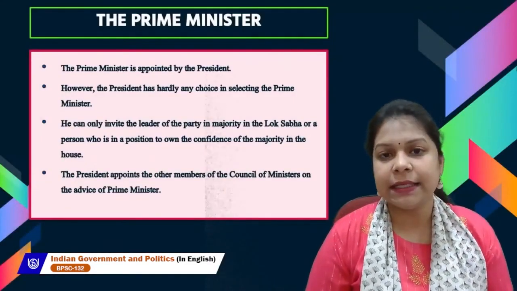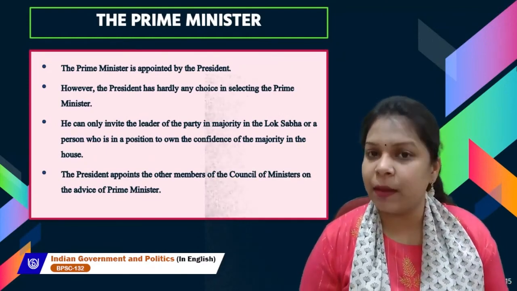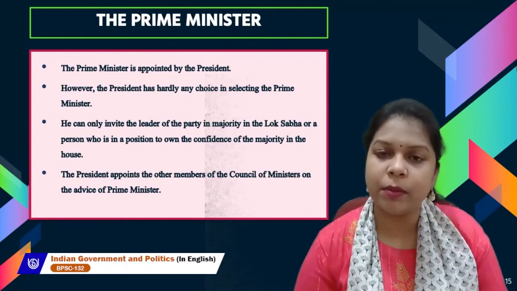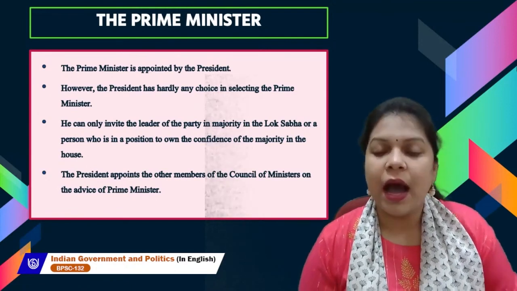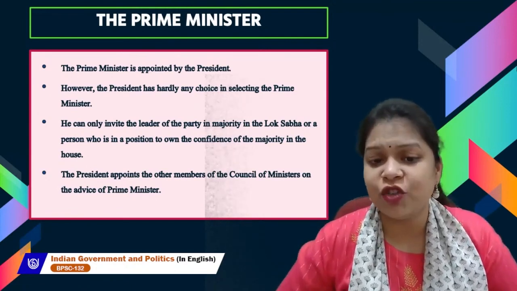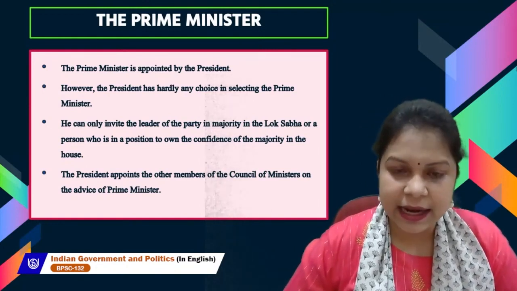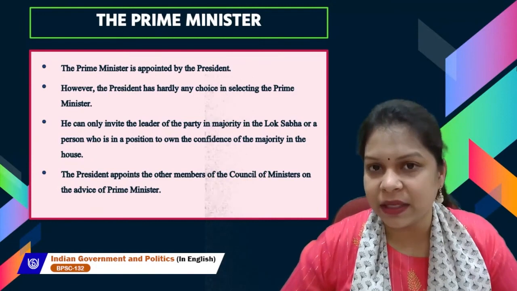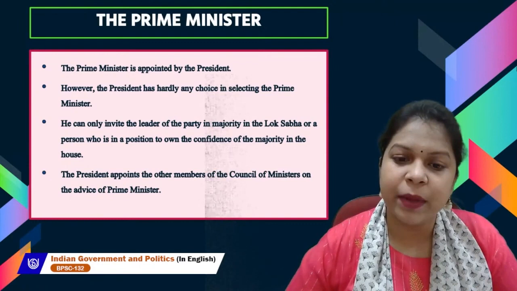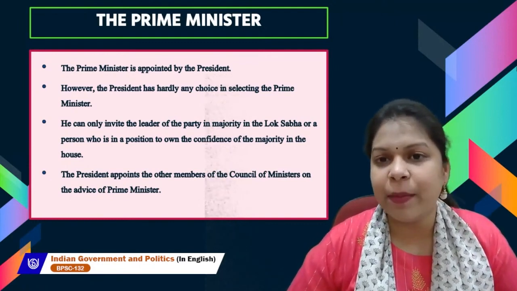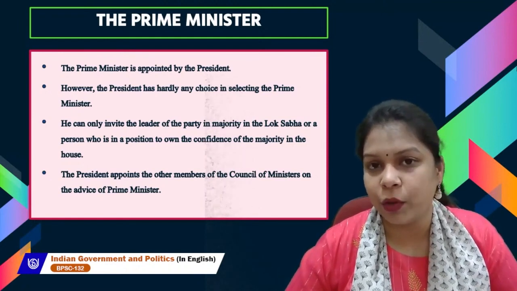So the prime minister is appointed by the president, as we have learnt in the section where we were talking about the powers of the president. It is the president who appoints the prime minister. However, the president has hardly any choice in selecting the prime minister. We can say that it is the president who appoints the prime minister, but there is hardly any choice, because the majority party's leader becomes the prime minister, and he or she is elected by the popular votes.